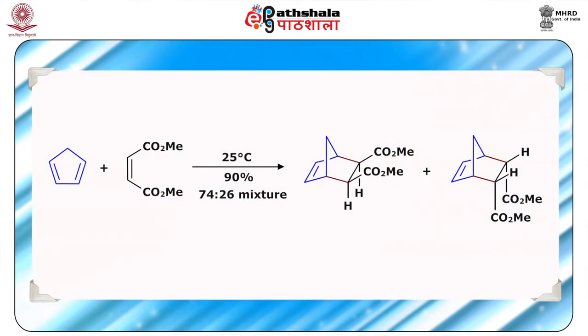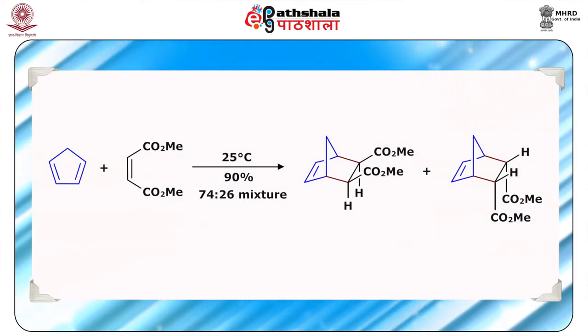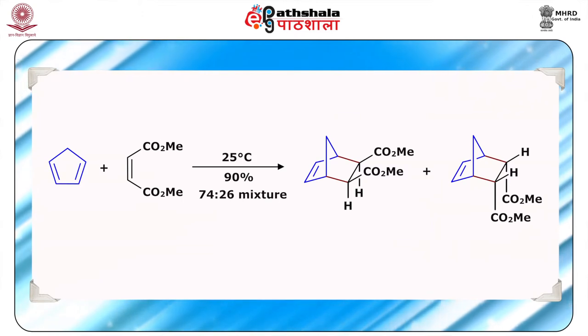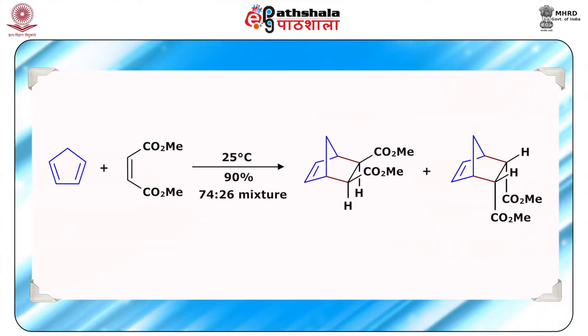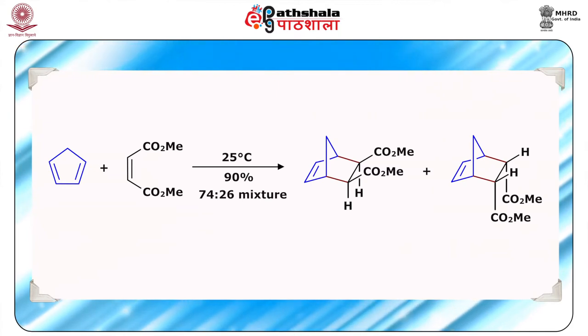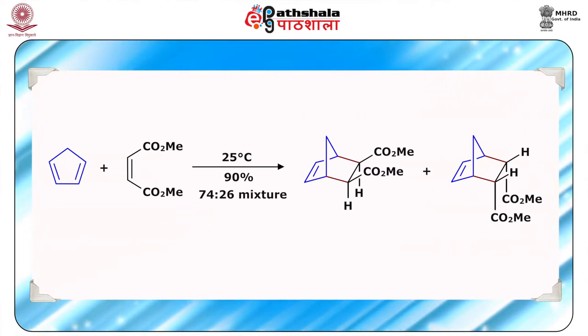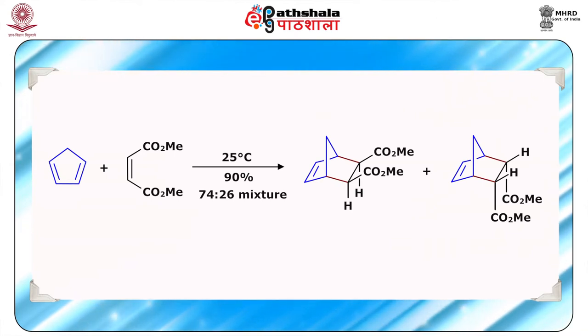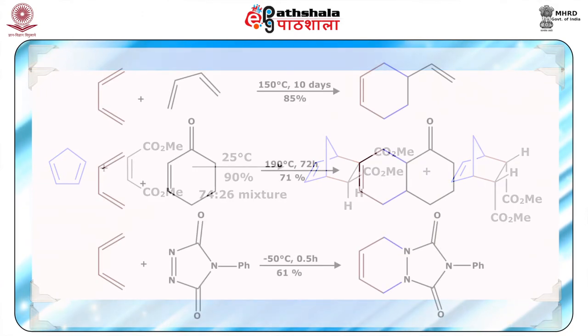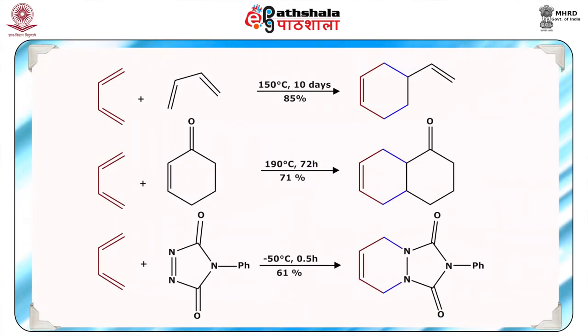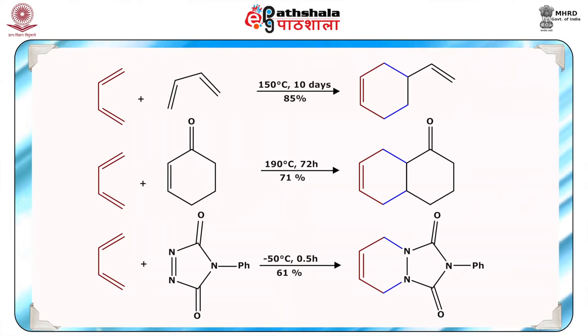The most important type of cycloaddition reactions are Diels-Alder reactions. It is defined as the cycloaddition between a conjugated diene and a dienophile, that is 4+2, leading to formation of a 6-membered cyclic product. Like other pericyclic reactions, Diels-Alder reactions are concerted and stereospecific, that is, stereochemical information in the reactants is retained in the products.